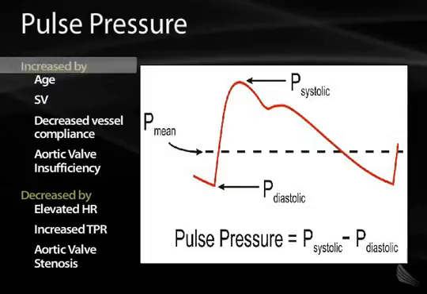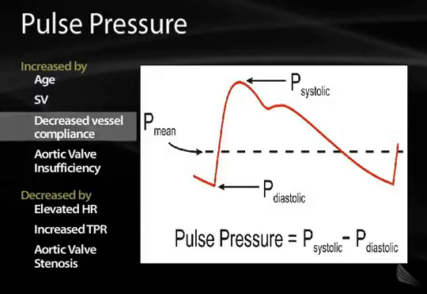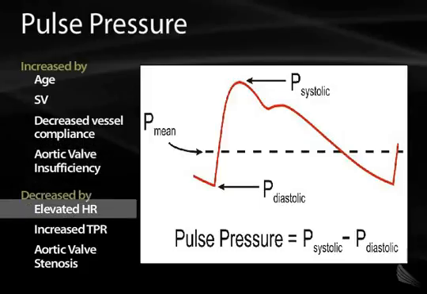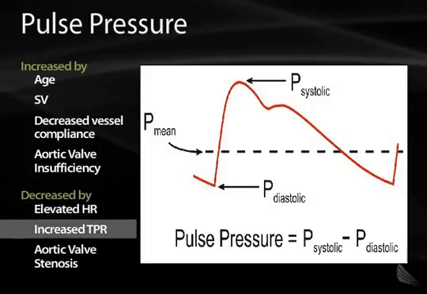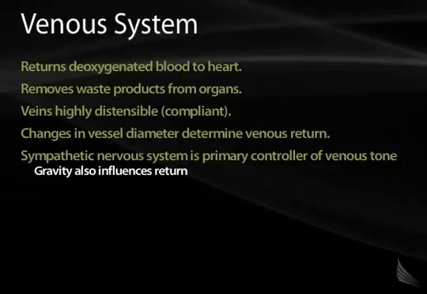Pulse pressures are increased by age, stroke volume increasing, decreased vessel compliance, and aortic valve insufficiency, or aortic regurg. Pulse pressure is decreased by an elevated heart rate, increased resistance, and aortic valve stenosis.